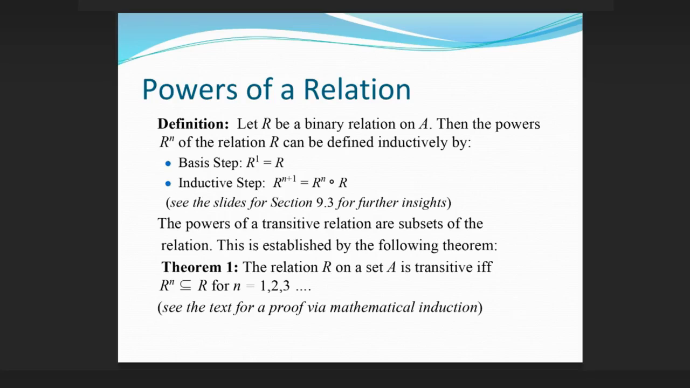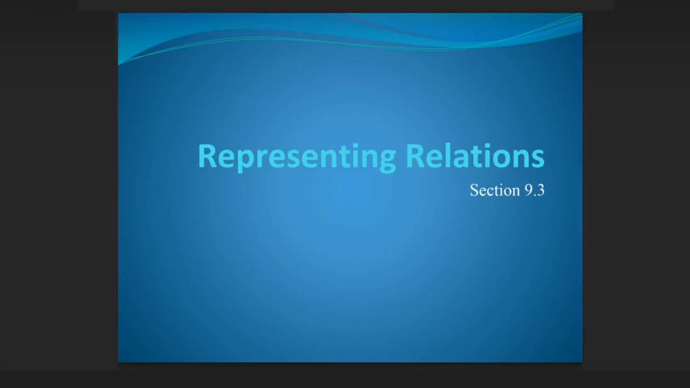The powers of a transitive relation are subsets of the relation. This is established by the following theorem. Theorem 1: the relation R on a set A is transitive if and only if Rⁿ ⊆ R for n equals 1, 2, 3, and so on. See the text for a proof via mathematical induction.